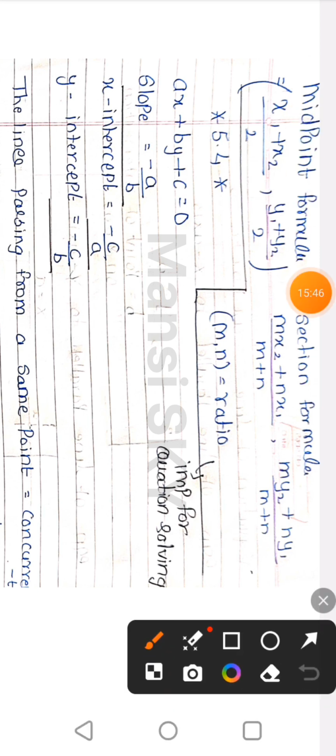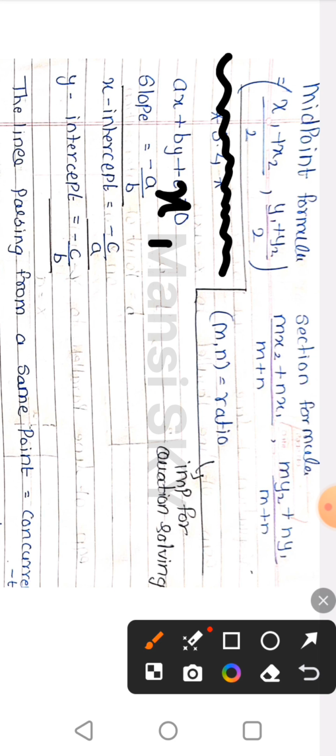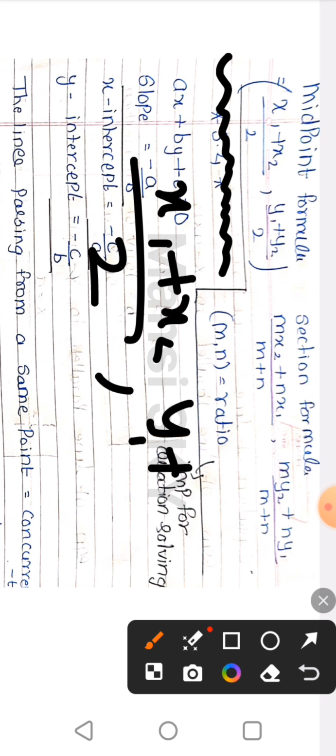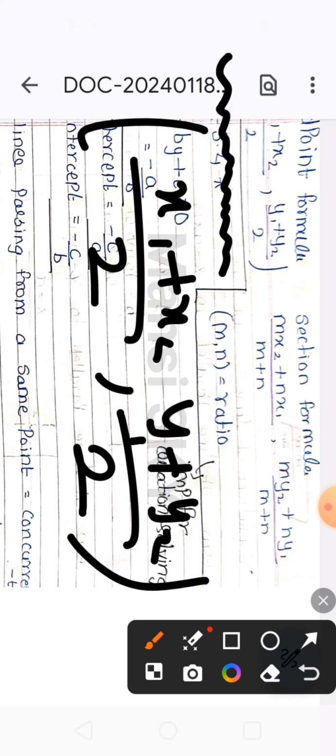Then what is the midpoint formula? The midpoint formula is x1 plus x2 divided by 2, and for y it is y1 plus y2 divided by 2. This is the midpoint formula. Then we have the section formula.